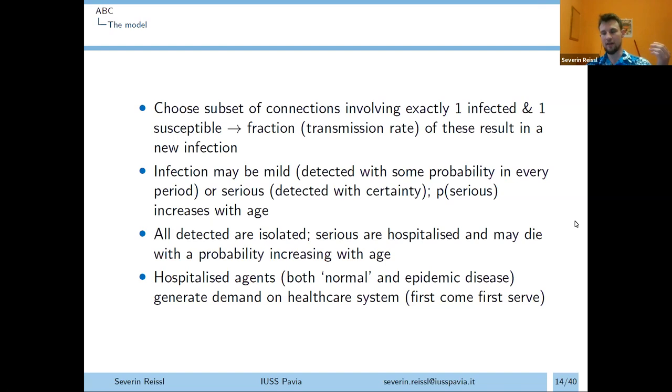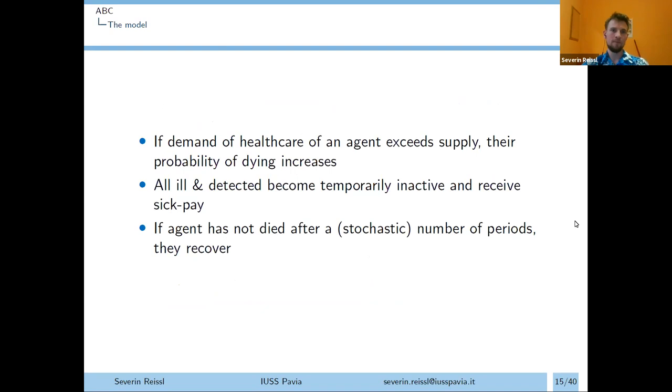So when an agent is infected with either disease, that means they have a certain demand for healthcare and they turn to the healthcare system, which has a more or less fixed supply of healthcare that it can provide. And this healthcare is allocated to the agents on a first come, first served basis. So if the demand for healthcare of an agent exceeds the available aggregate supply, so if basically all the healthcare has been used up by some other agents, then their probability of dying will increase if they have the epidemic disease.